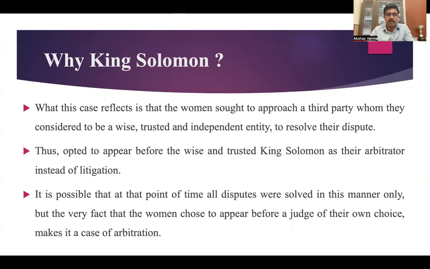King Solomon ही क्यों? Now, though this case reflects that the women sought to approach a third party whom they consider to be a wise, trusted and independent entity. तो उन्हें लगा कि जो King Solomon है वो अनबायस्ड रहेगा क्योंकि वो उनका राजा है, उसको वो ट्रस्ट कर सकते हैं. He is having that, and he is an independent entity.